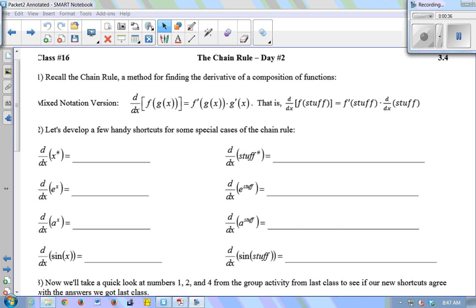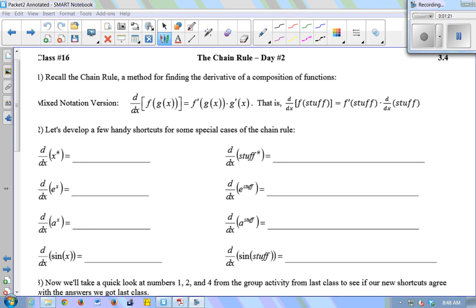Okay, so we're going to continue our discussion of the chain rule today. Remember, the chain rule is a method for finding the derivative of a composition of functions. We have a mixed notation version, the f prime version. If you want to take d dx of a composition f of g of x, you take f prime of g of x, the derivative of the outside function evaluated at the inside function, so that g stays the same. Then you multiply by g prime. With the stuff version, if you want to take d dx of f of some stuff, you take f prime of that stuff, times the derivative of the stuff.